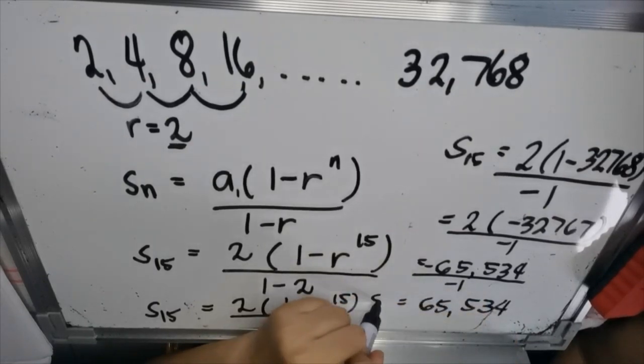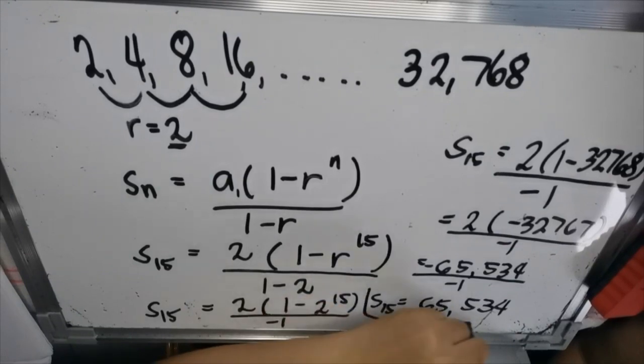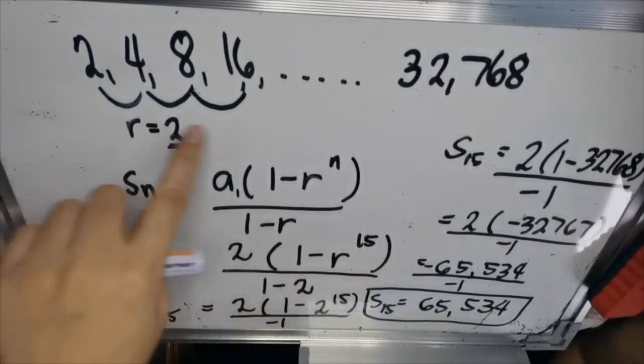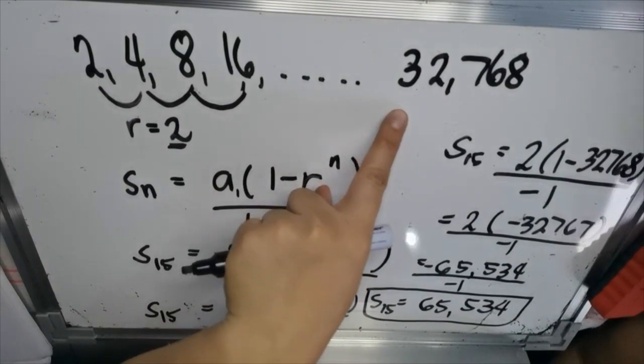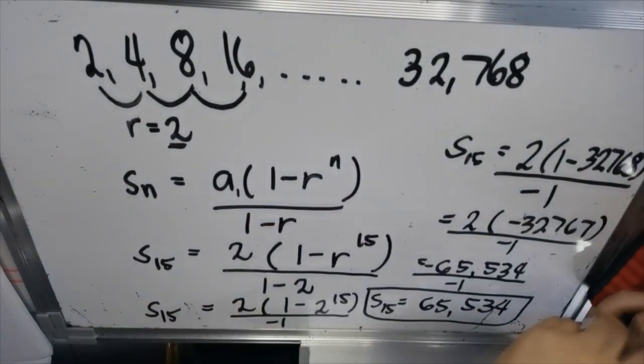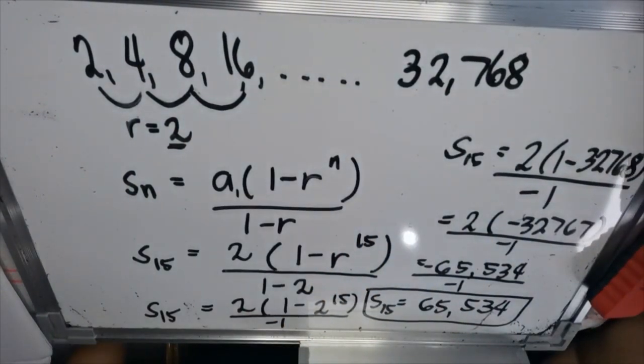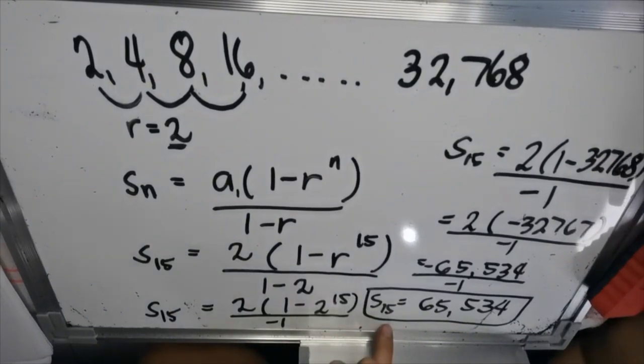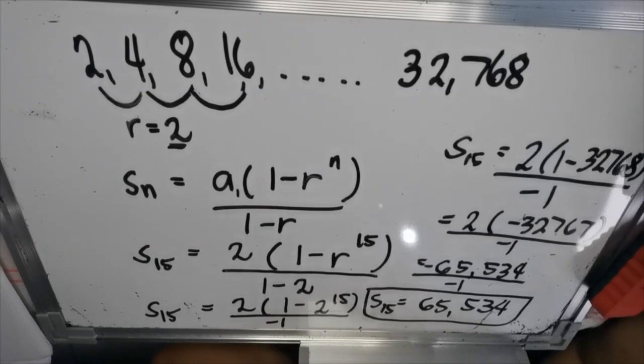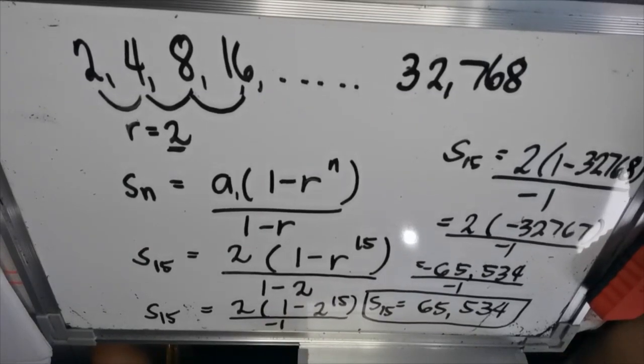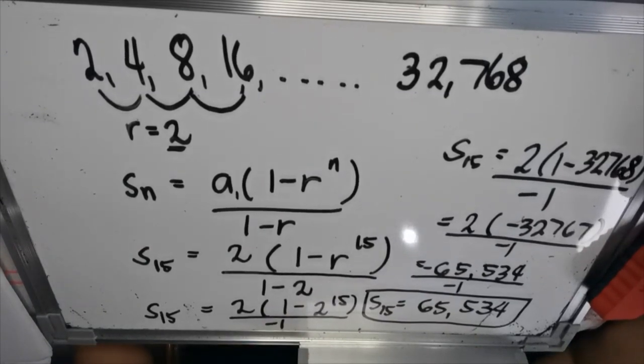So, kung ito ay minanual nyo na i-add hanggang makarating kayo ng 32,764, so that will be mahirap. So, hassle. So, yung sum ng ating given would be 65,534. Okay?